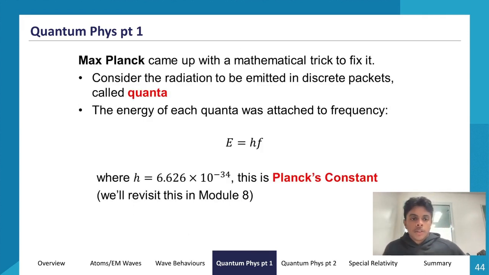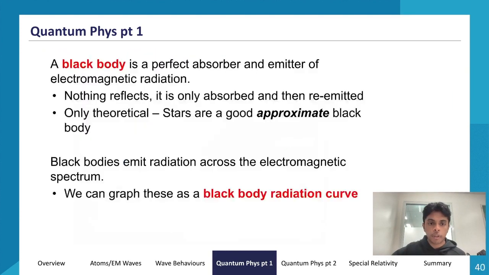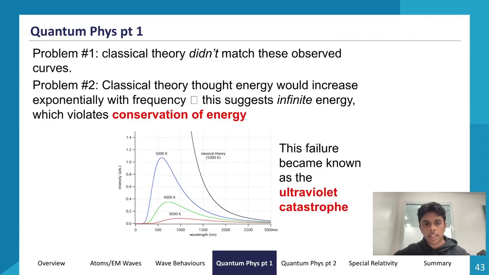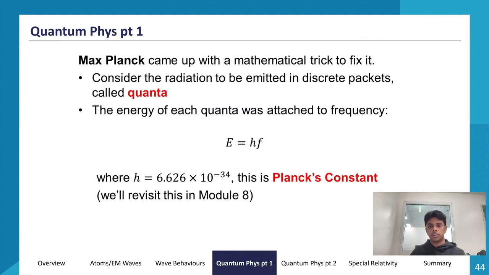So what Max Planck did, and Max Planck is pretty important as well, you'll know what Planck's constant is. This is in the data sheet. Max Planck came up with a mathematical trick to fix it. He considered the radiation to be emitted in discrete packets called quanta. This idea of discrete packets follows the quantum model of light, which also carries energy in discrete energy packets called photons, similar to what Max Planck did to fix the ultraviolet catastrophe.